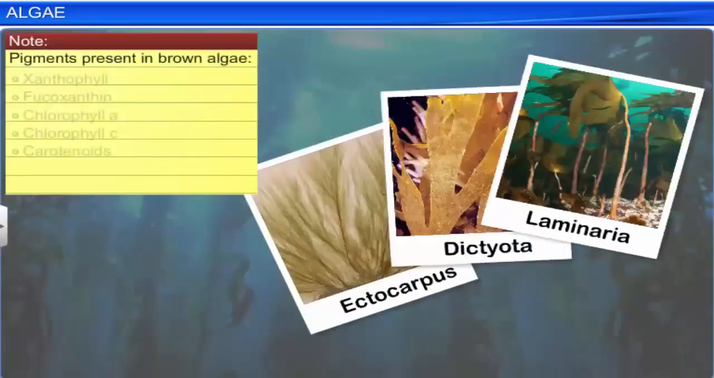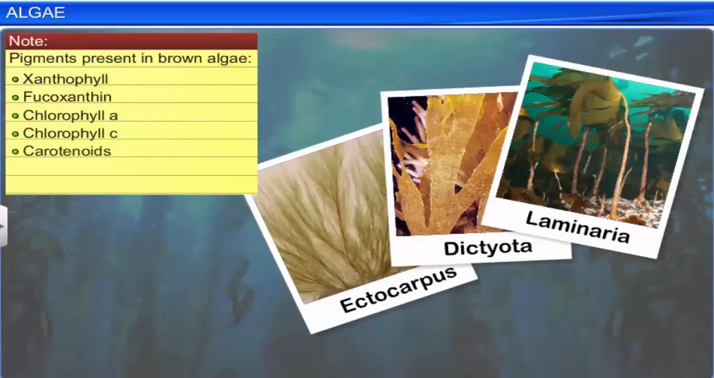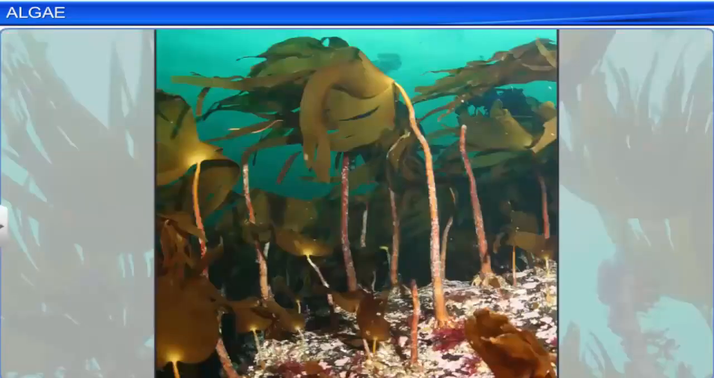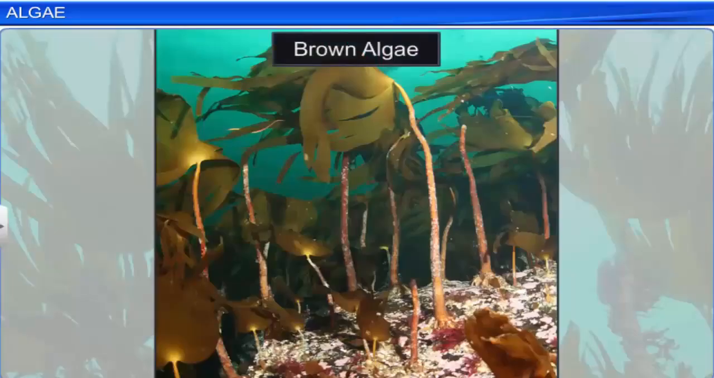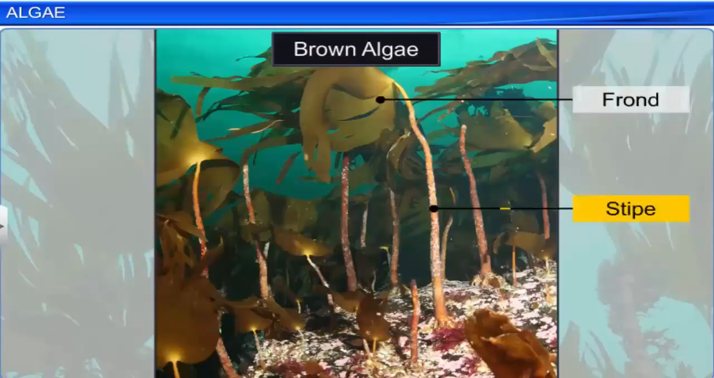They also vary in color due to the varying concentrations of the pigments xanthophylls and fucoxanthin. Apart from these pigments, chlorophyll A, C, and carotenoids are the other major pigments found in brown algae. Let's now take a look at the body structure and cellular structure of brown algae. The plant body consists of a frond, a leaf-like photosynthetic organ, and a stipe that functions as a stalk. The frond and stipe are attached to the substratum by a holdfast.